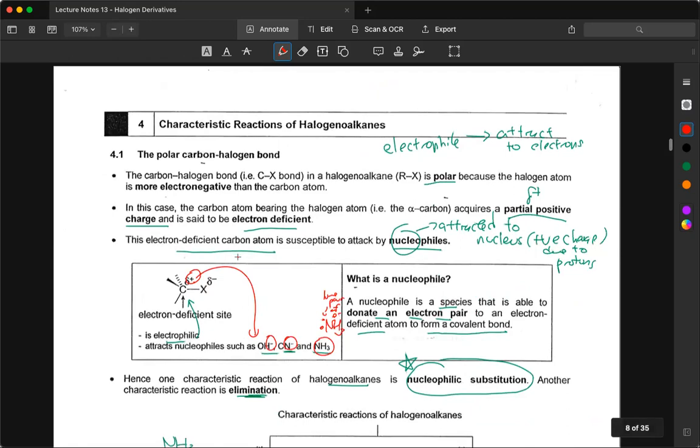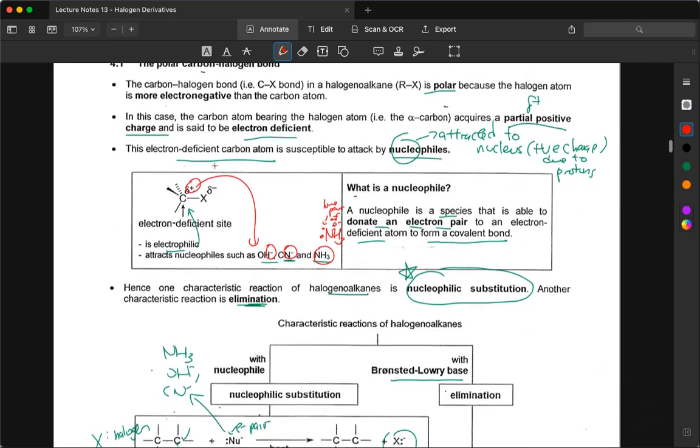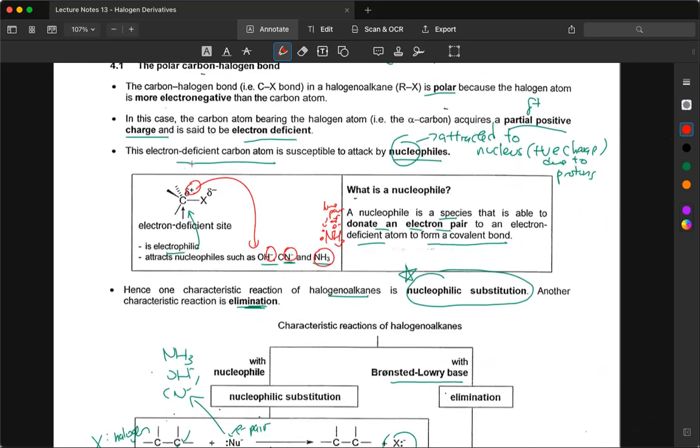Now, let's examine the reactions of halogen alkanes. The carbon-halogen bond in the halogen alkane is polar because the halogen atom is more electronegative than the carbon atom. So the carbon atom bearing the halogen atom acquires a partial positive charge and is said to be electron deficient. This electron deficient carbon atom is open to attack by nucleophiles. Nucleophiles are species that are attracted to the nucleus or positive charges.